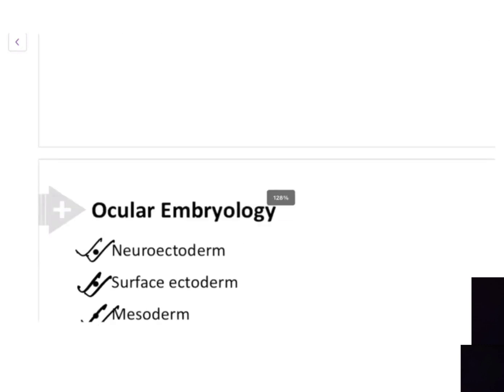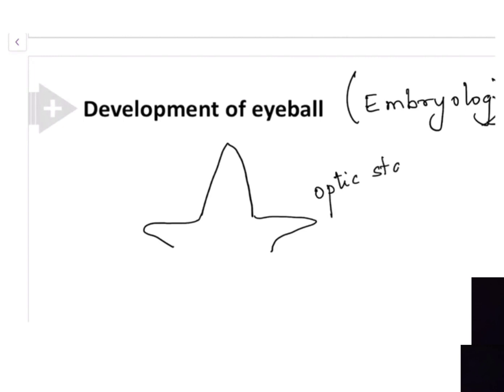So in the development of the eye, what happens is that from the developing forebrain, 2 small projections come out from either side. These are called the optic stalk. Essentially, this optic stalk is a neuroectodermal tissue. This essentially starts the development. So this optic stalk, which is a neuroectodermal tissue, starts the development of the eyeball.